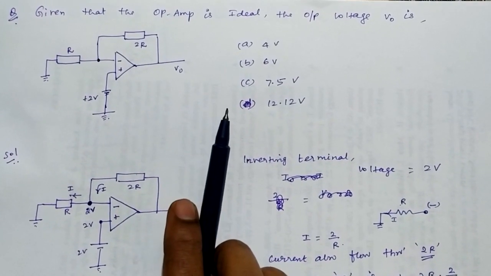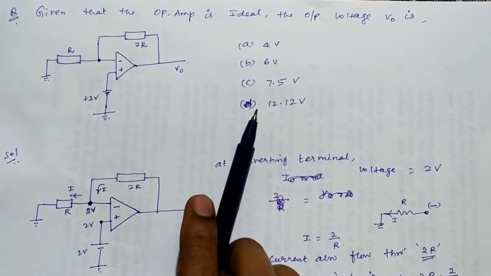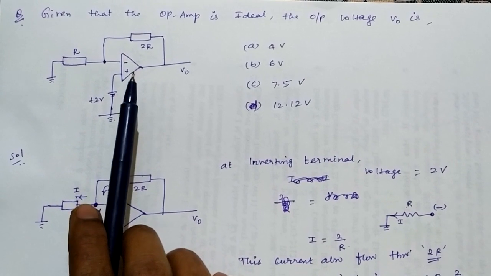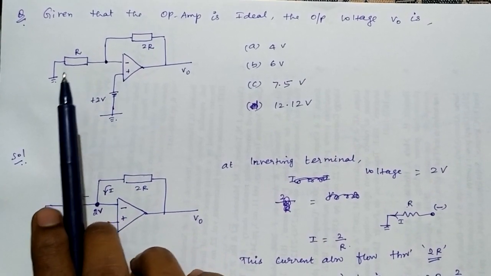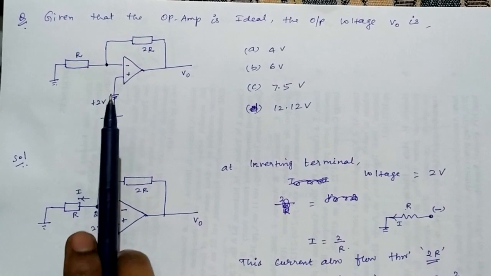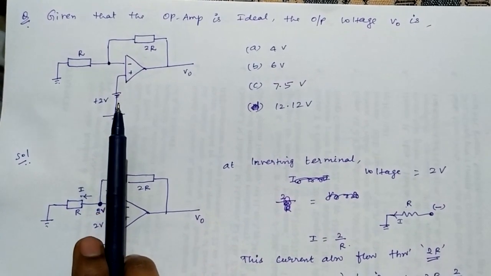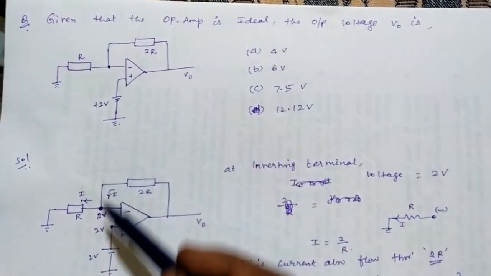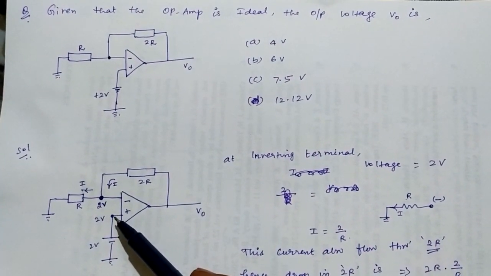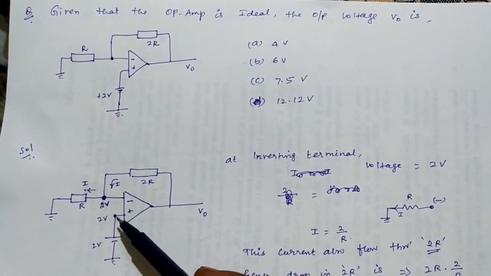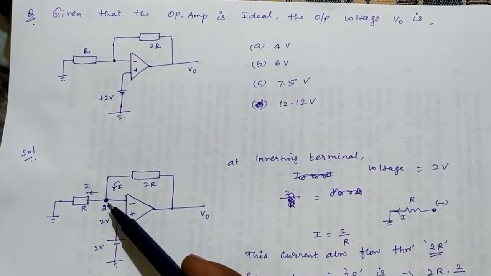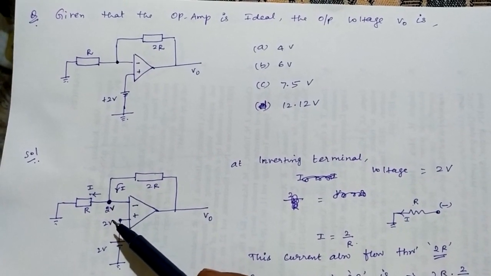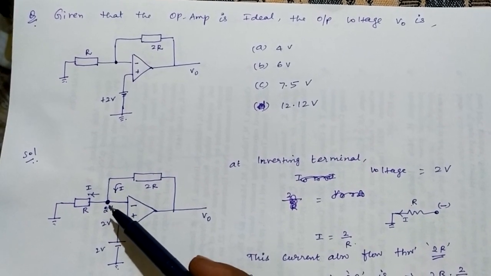So given that the op amp is ideal, the output voltage V0 is... Here the non-inverting terminal is connected with the 2 volt supply. Since this is a 2 volt supply, the inverting terminal also has 2 volt. As per the ideal op amp characteristics, both the terminals must have the same potential. So here 2 volt, here also 2 volt.